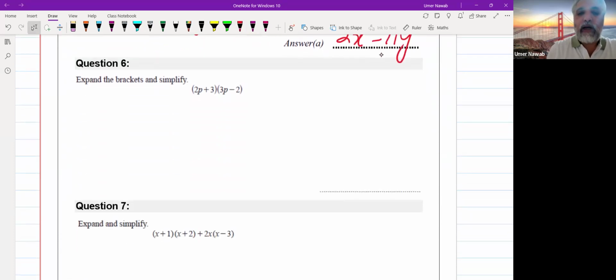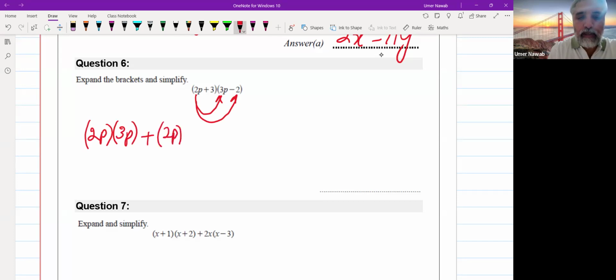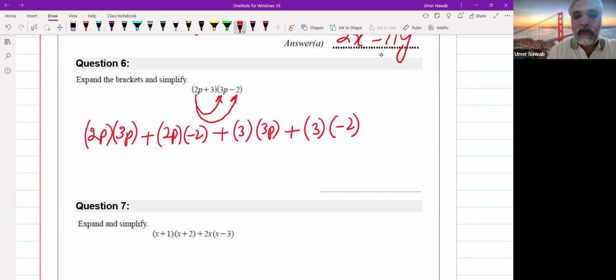Oh, now two brackets are multiplying. This is very, very interesting. So I'm going to multiply 2p with 3p. So those students who want to understand this type of multiplication, for them, I am doing one more step. You can consider it as an extra step. So 2p will be multiplying with negative 2. Then 3 will be multiplying with 3p. Then 3 will be multiplying with negative 2. If students don't want to use this step, ignore it.